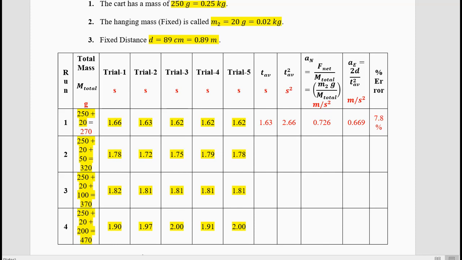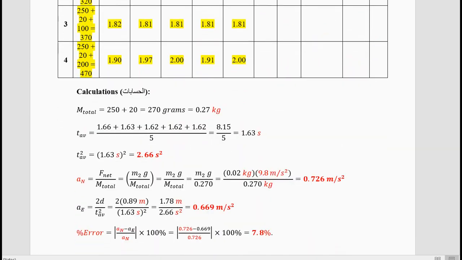Now let's look at row 1. It is 250 plus 20, 270 grams. The 5 times are 1.66 seconds, 1.63 second, 1.62 second, 1.62, 1.62. Now calculate the average time. Average time is add all the 5 times: 1.66, 1.63, 1.62, 1.62, 1.62 divided by 5. Now before you do your division by 5, put a bracket there. The smallest number is 1.62, the biggest is 1.66.